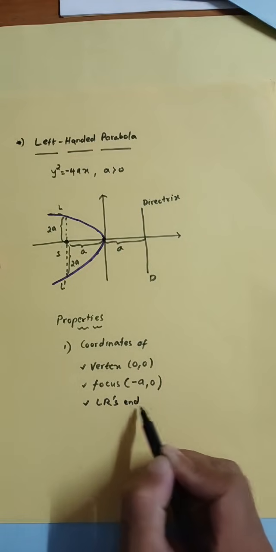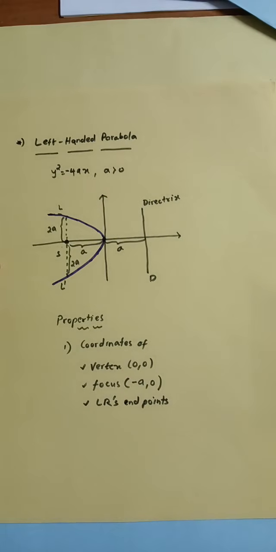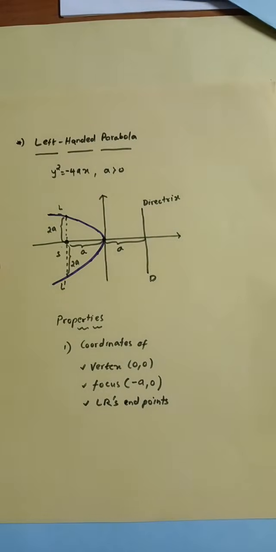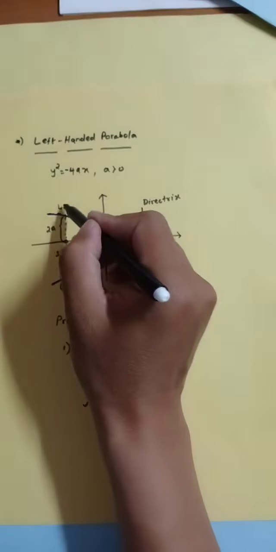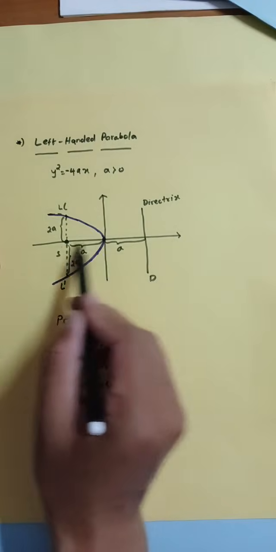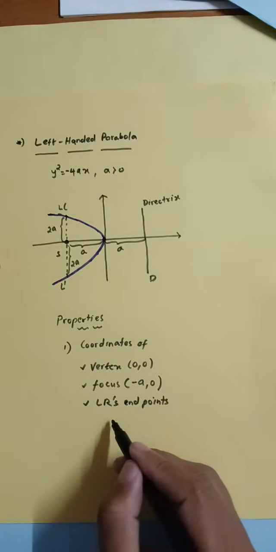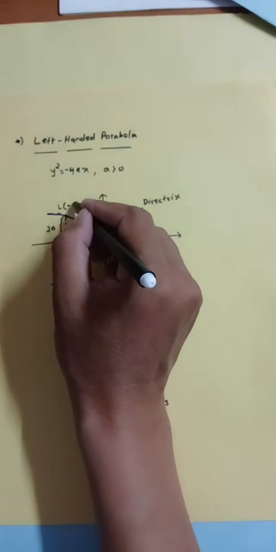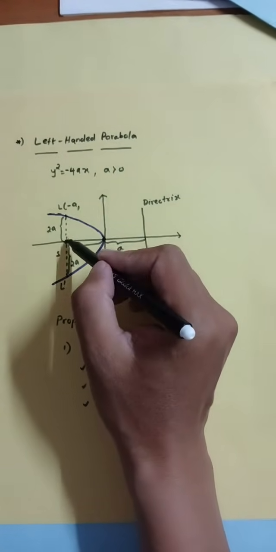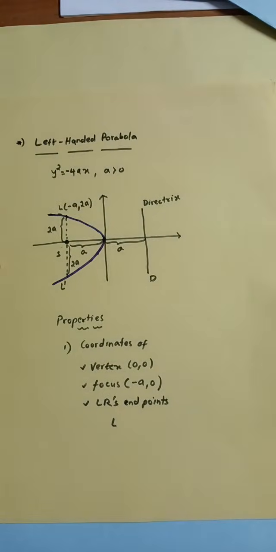Then we have the endpoints of the latus rectum. We do not need this one, but if you know it, it is always good. How can we determine the coordinates of L? The horizontal distance covered is a, but since this is towards the negative side, you will have negative a as your x coordinate. The vertical distance is 2a, and this is above the x-axis, therefore you will have positive 2a as your y coordinate.